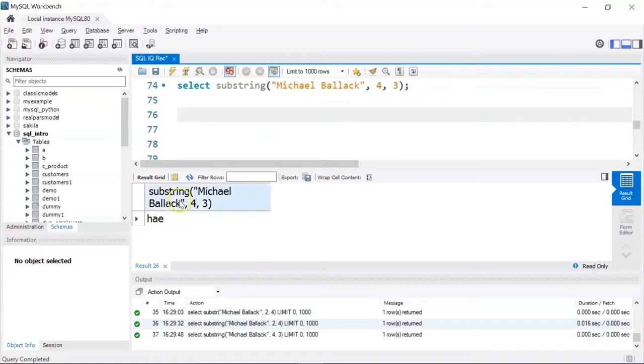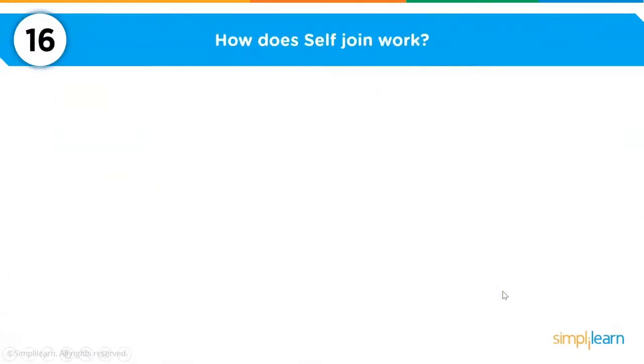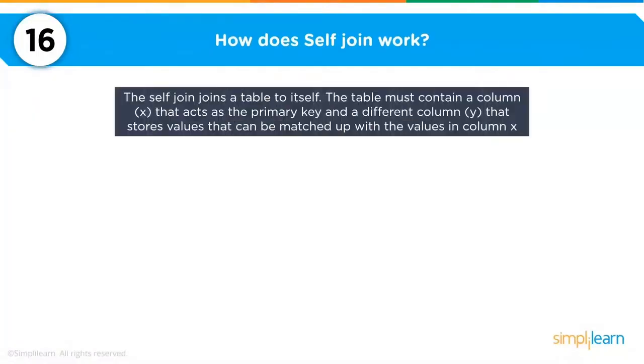Alright, now moving ahead. Now my 16th question is on how does self join work. So self join joins a table to itself. So the table must contain a column X that acts as the primary key and a different column, let's say Y, that stores values that can be matched up with the values in column X.